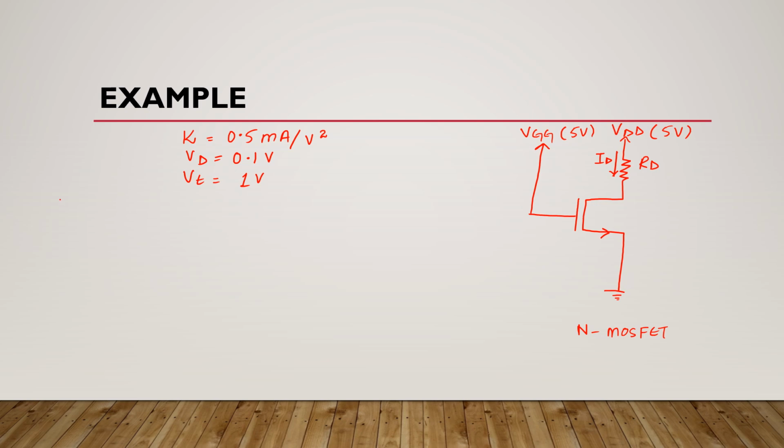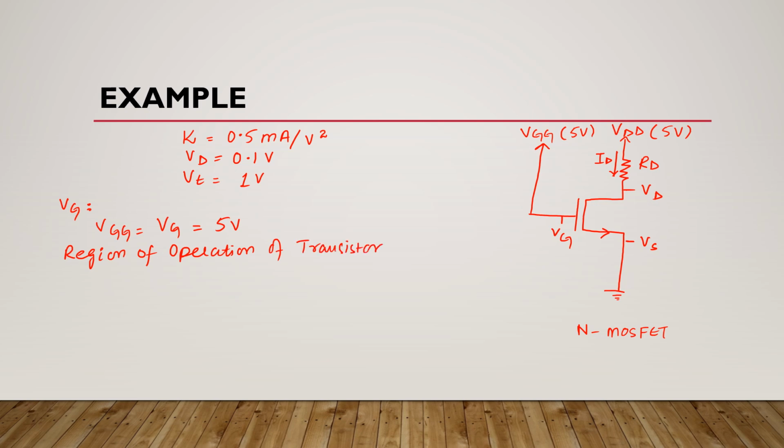First we will find the gate voltage. As you can see here, we don't have any gate resistor. It means here VGG is equal to VG, which is equal to 5 volts. Okay, we have the gate voltage here, here we have the source voltage and here we have the drain voltage. Okay, now we will find the region of operation of the transistor.